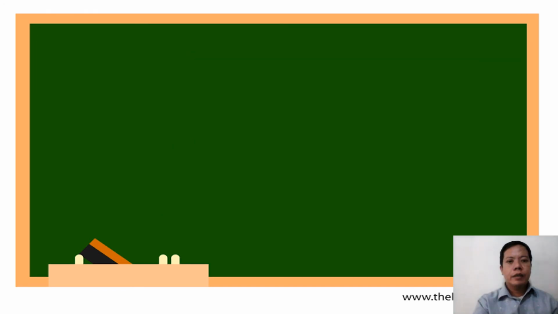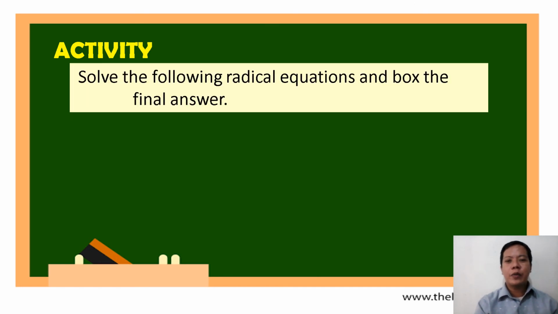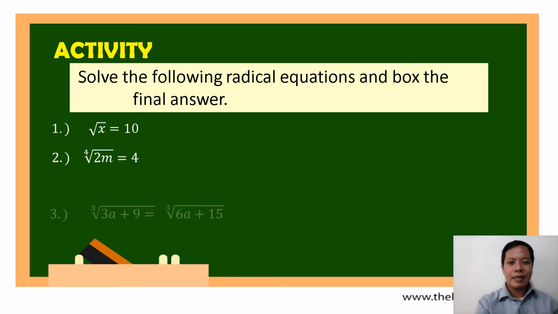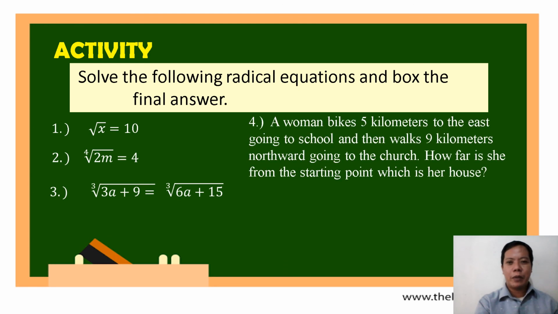Next, in order to know the level of your understanding, we have the activity. We're going to solve the following radical equations and box the final answer. We have 1, 2, and 3, and a word problem for number 4.